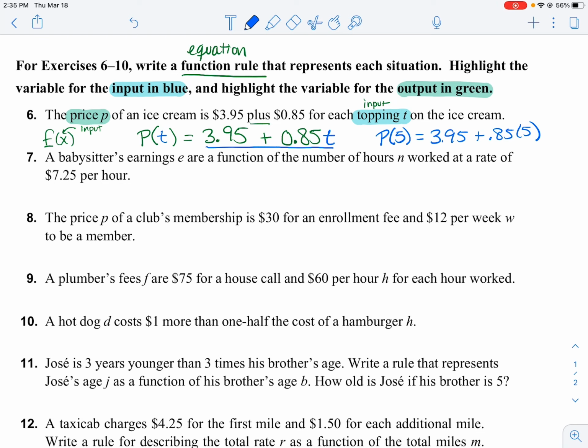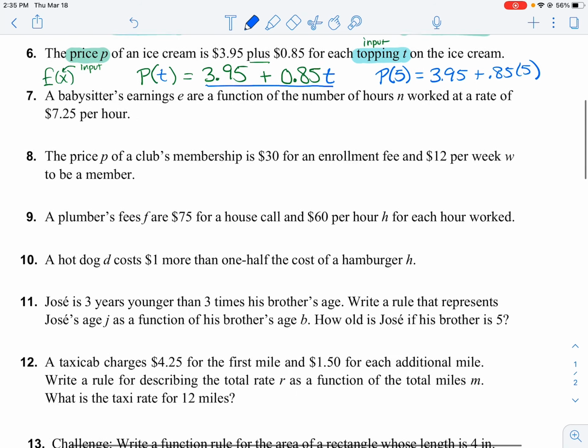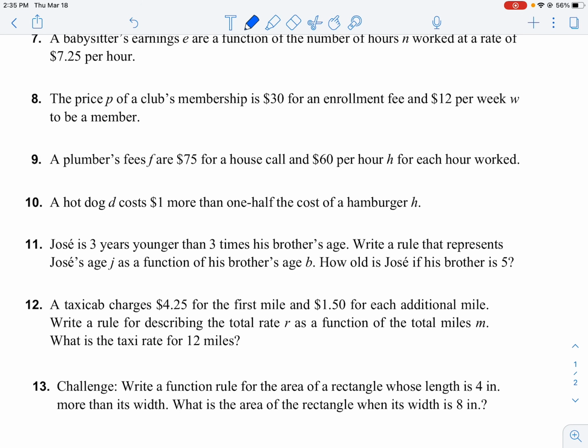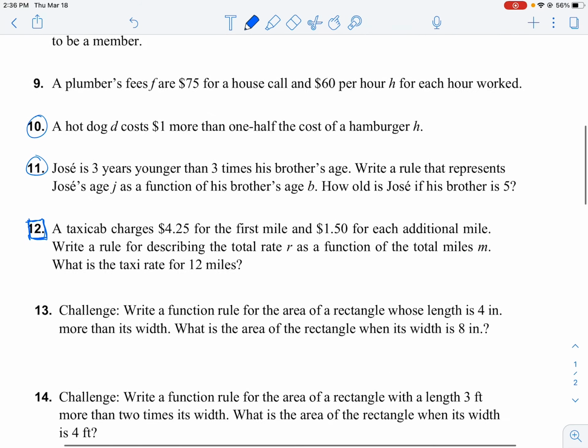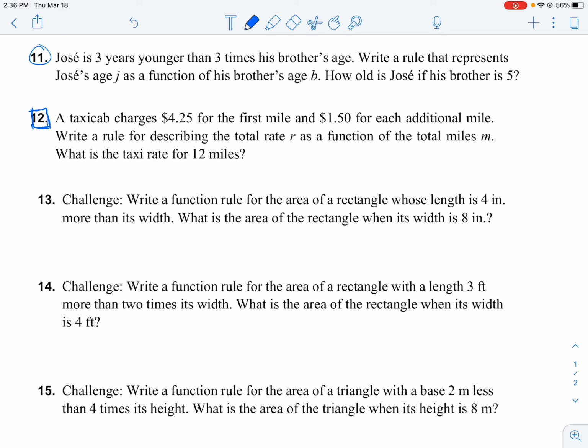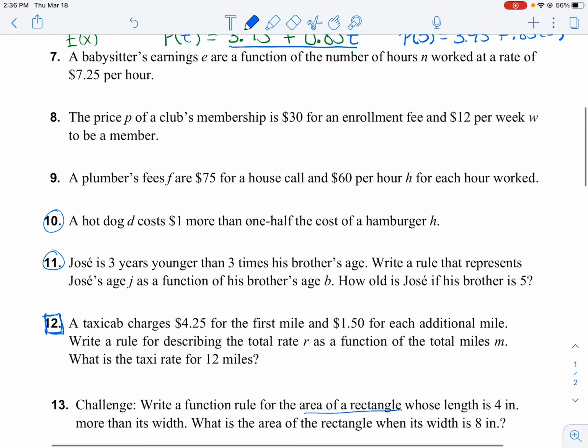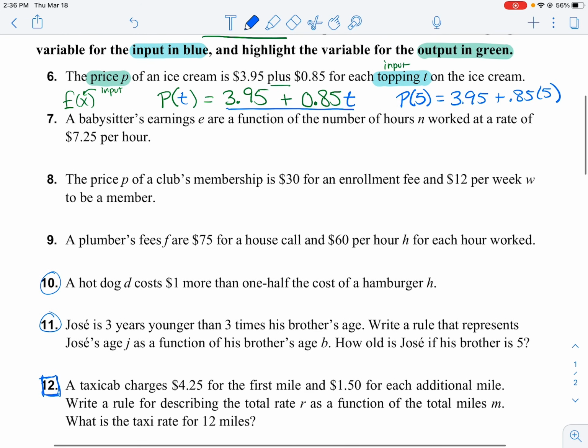Okay, so for all of these, I want you to highlight the input in blue, the output in green. See if you can set up your function rule or your equation for these. Pay special attention to a couple of these. Here you're translating what they're saying. Number 12 is a little bit tricky to think about what your variable might look like. And then there are a few challenge problems here to try. You have to know how to find the area of a rectangle. So that might be something you can look up if you don't remember, or area of a triangle as well. Again, a little bit of translating work for you. So see if you can try these word problems here and submit them when you're done.